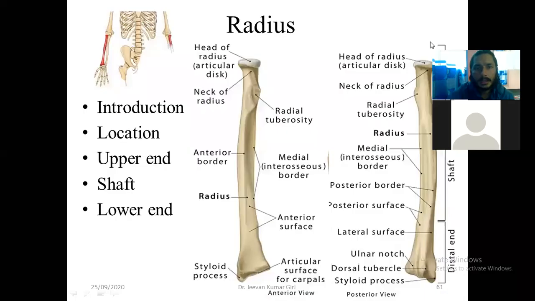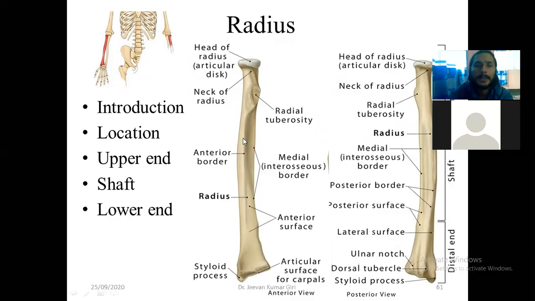The shaft of the radius has three borders and three surfaces. So what are the three borders? The anterior border begins from the radial tuberosity and goes up to the styloid process. The upper part of the anterior border is oblique and the lower part is vertical. The upper oblique part is also known as the anterior oblique line. In the anterior oblique line, you will find the origin of flexor digitorum superficialis.